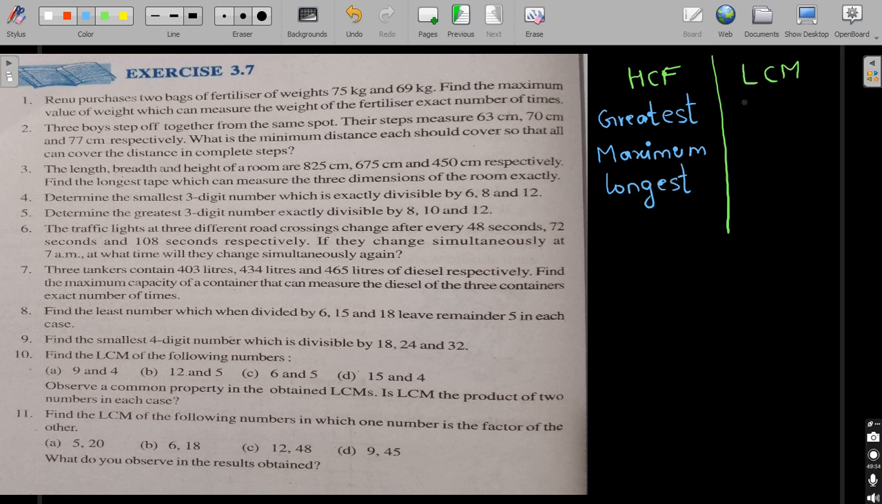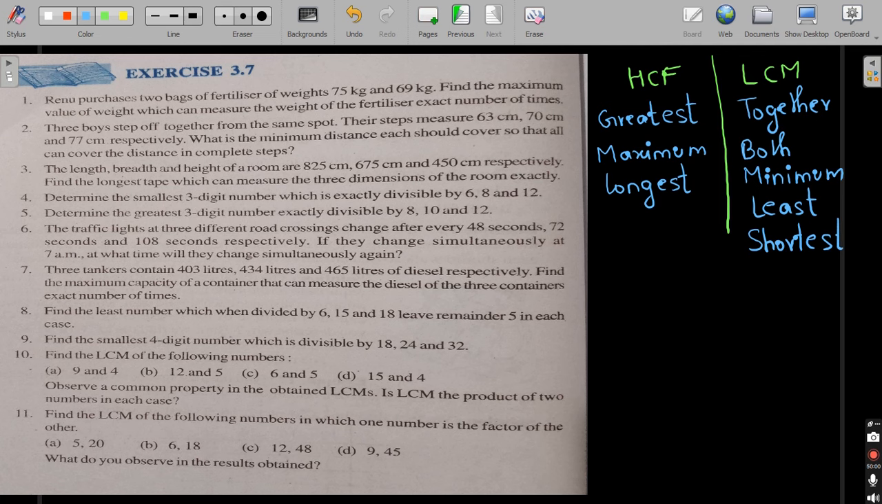And in LCM also, if together is written, then we need to find out LCM. If both is written, then we need to find LCM. If minimum is written, then LCM. If least is written, then LCM. If shortest is written, then LCM. So already we know how to solve HCF and LCM from earlier in this video.